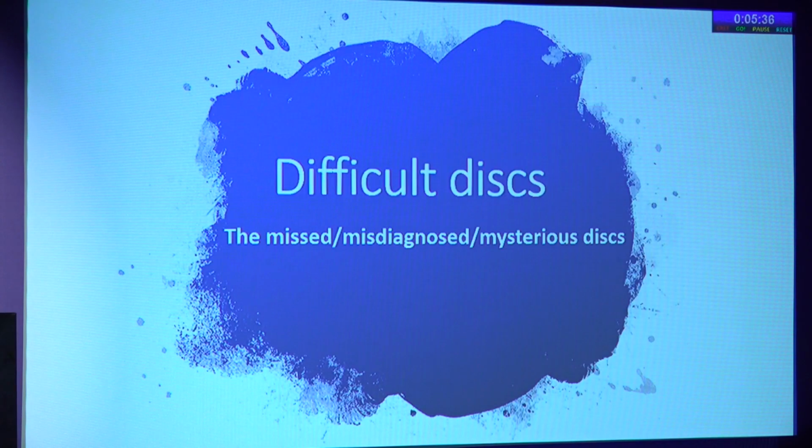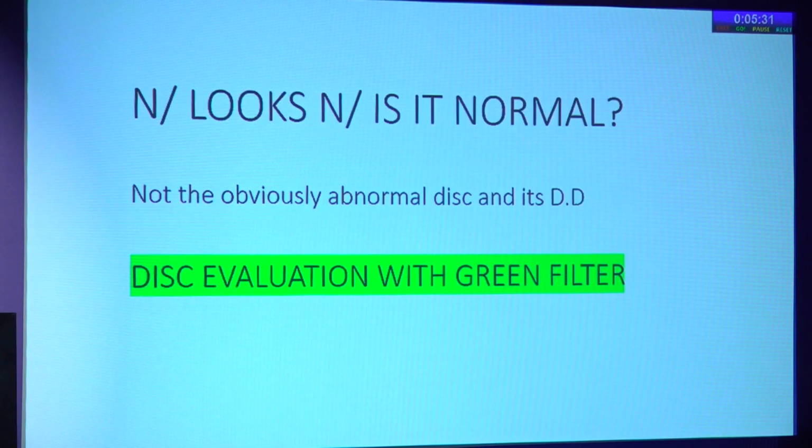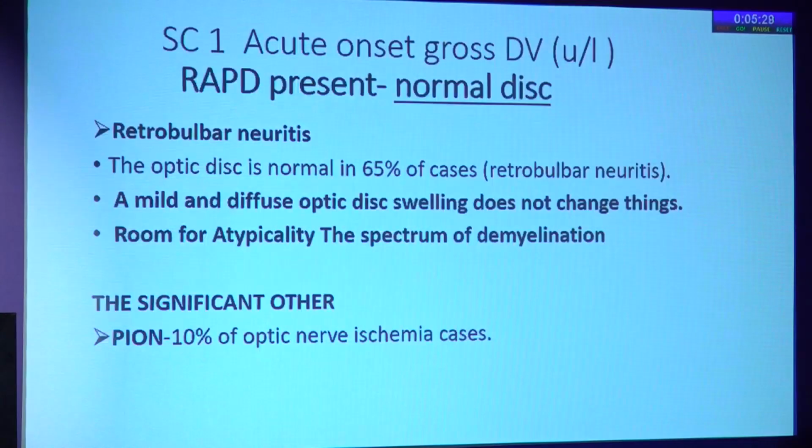Now I'm going further into the eye, and let's go to the difficult discs, where a green filter evaluation I found very useful in all optic disc assessments. So let's see this clinical scenario where there is an acute onset gross defective vision in one eye, and you see an RAPD. You are expecting the disc to be abnormal, but it is normal. RBN I'm not going to talk in detail, because we all think RBN first in this scenario, but I'm going to focus on the significant other, which means first is PION. PION, that's posterior ischemic optic neuropathy.